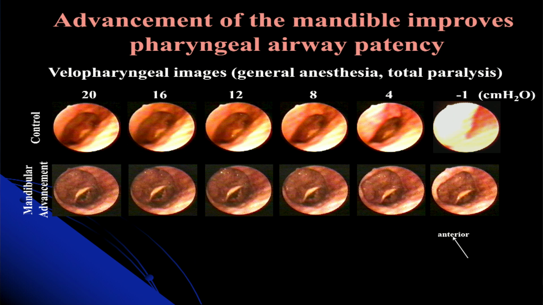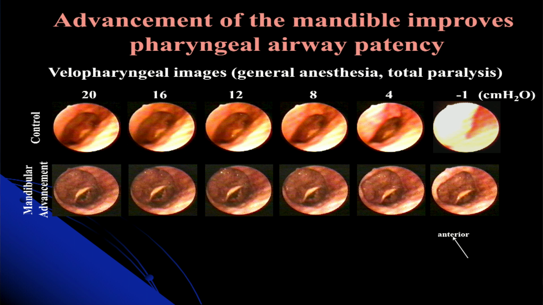This is to demonstrate the effectiveness of an oral appliance. The top line is the control. The numbers above those circles are the esophageal pressure, the pressure in the esophagus. So 20 will be 20 centimeters of water pressure. That's positive pressure. But as the pressure drops down to 16, 12, 8, 4, you can see as the pressure drops, the airway starts to collapse more and more and more.